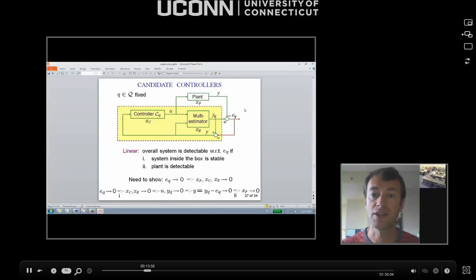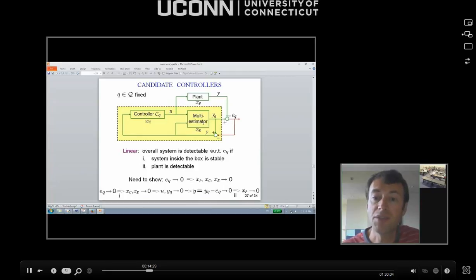These two blocks are part of our design, and then the plant is somehow separate from these two blocks here. And the basic lemma, if you will, that's valid for the linear case, but also has nonlinear counterparts that I'll mention in a minute, is that this type of feedback interconnection is detectable with respect to the signal here, this output shown by the red arrow, if two properties hold.